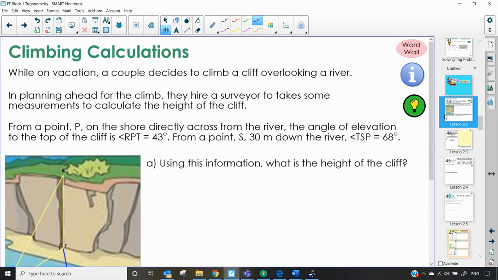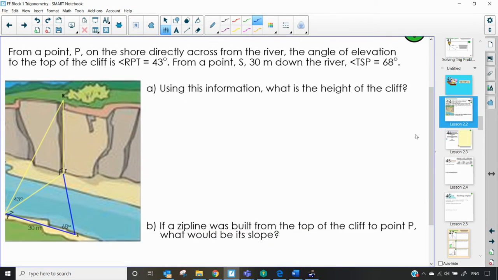So the question says that while on vacation, a couple decides to climb a cliff overlooking a river. Now they're planning ahead for their climb, and so they decide to hire a surveyor to take some measurements to calculate the height of the cliff. Now this question already has the diagram drawn, and I'll give you a little hint. You're going to see this picture a few more times, probably on tests or quizzes, maybe even a final exam. Numbers will change, but this diagram I use a fair bit.